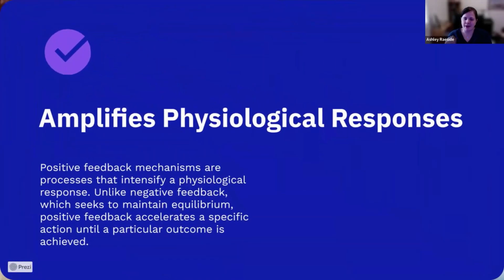So instead of counteracting a change in the body, we're amplifying a response that's occurring. We want whatever response is occurring, like clotting or contractions to get this baby out, we want them to intensify so that we can have a particular outcome. So instead of trying to stop something so we can get back to our equilibrium or homeostasis or balance, we're trying to accelerate an action that's going to allow us to have a good outcome, so clotting or having a baby.